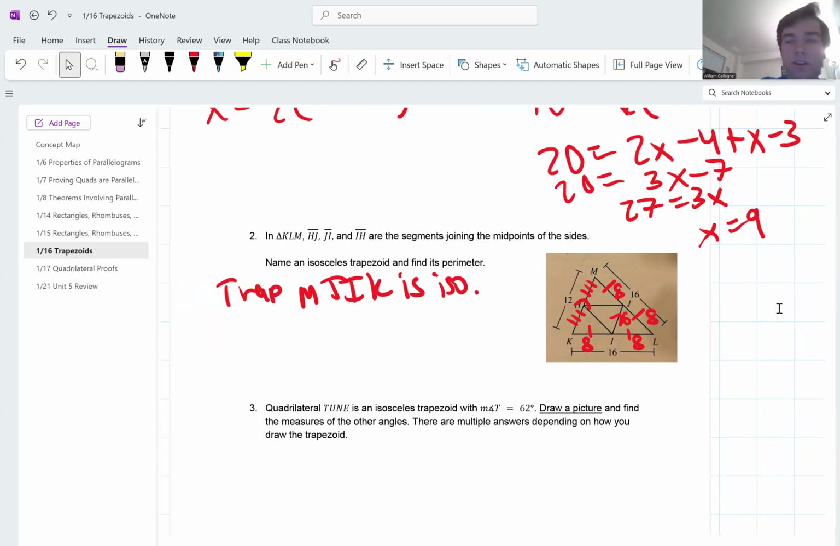And so to find the perimeter, we're going to do 8 plus 8 plus 6 plus 12. And when I did that, I got 34.